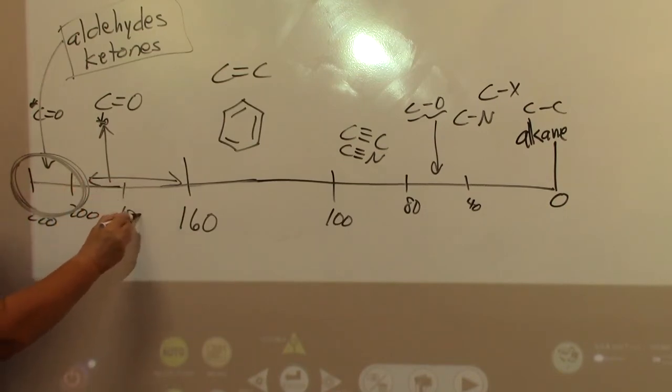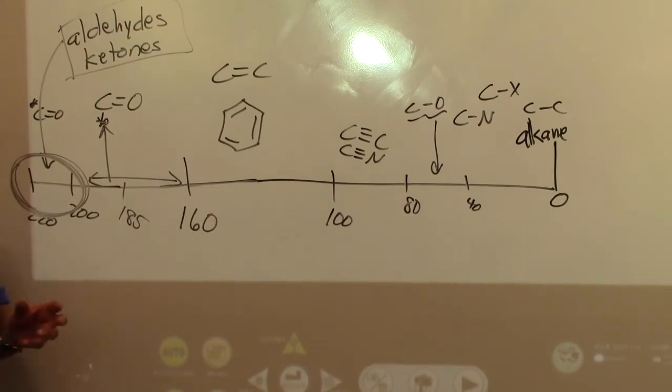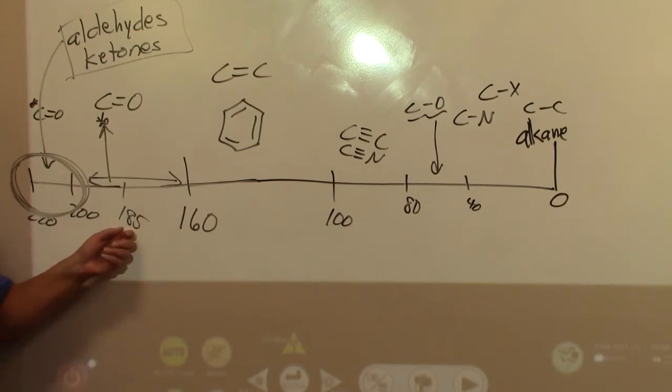So if you see a peak at 185, you don't know whether it's a carboxylic acid, an ester, or an amide. You don't know that, but you do know that there's a carbonyl present in your molecule. And ideally, you can use other pieces of information to start figuring out exactly what that is. For example, if I give you a molecular formula and there's no nitrogen in it, then you know this is not an amide, because that peak cannot be the carbonyl of an amide.